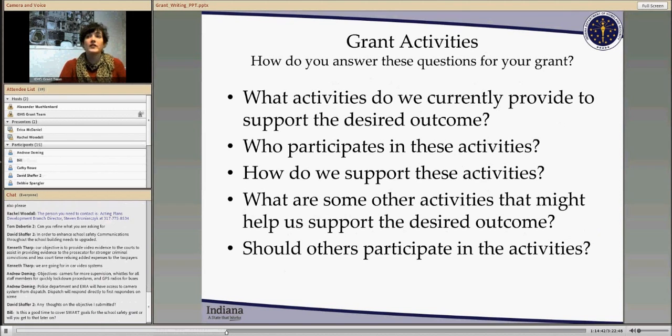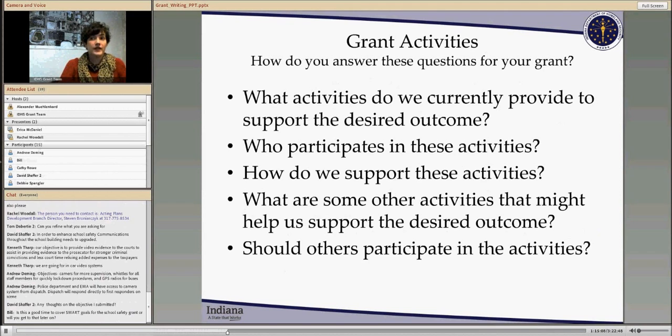And again, should others participate in the activities? After you know who is participating, do you have people that need to participate as time goes on? By the same token, are there people who are participating that aren't necessarily important to that process, that their time is not best spent participating in this activity? So those two things about the activities.